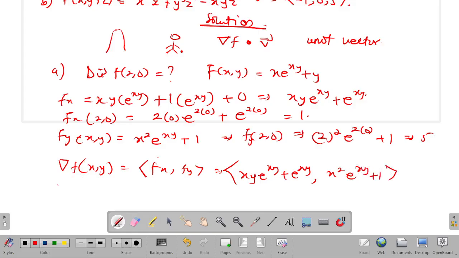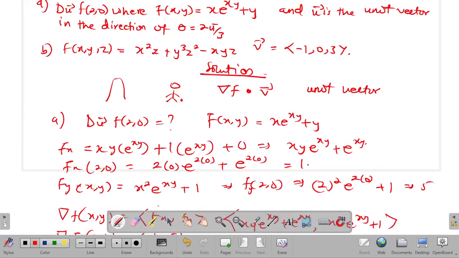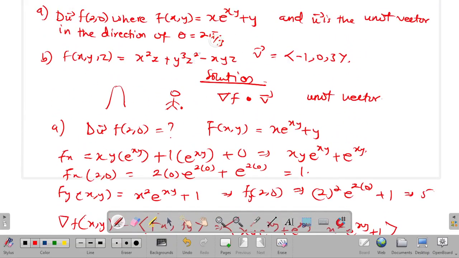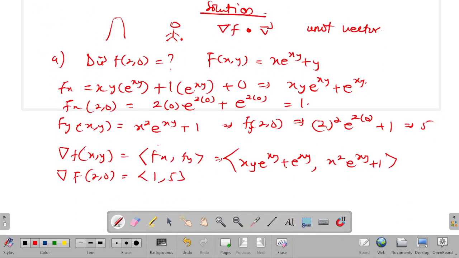Then we found our gradient function at 2o, and that is now giving us (1, 5). We are done. Once you find the gradient function, we only need the vector, and the vector is explained to be a unit vector in the direction theta equals 2 pi over 3. We are very safe here. The question told us that we have a unit vector, therefore there's no need to simplify the vector.